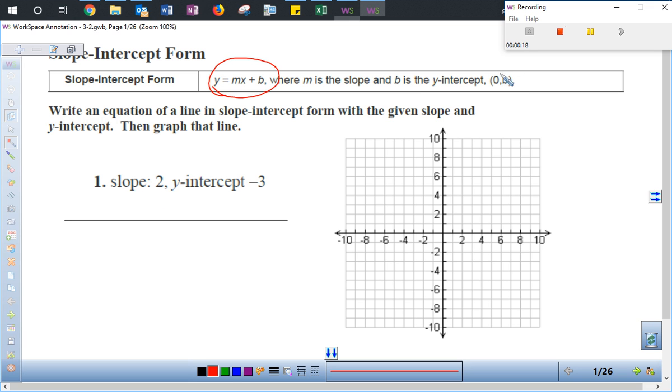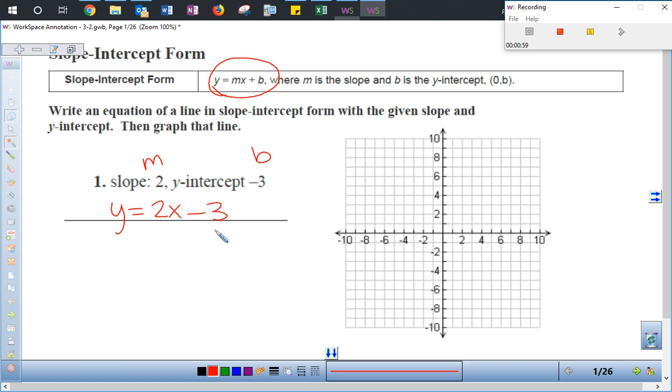So on number 1, they say my slope is 2 and my y-intercept is negative 3. So all we have to do is substitute this 2 in for slope, which is m, and this negative 3 in for b, which is my y-intercept. And that gives us the equation y = mx + b, y = 2x - 3.